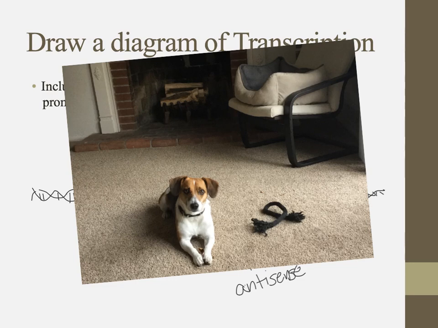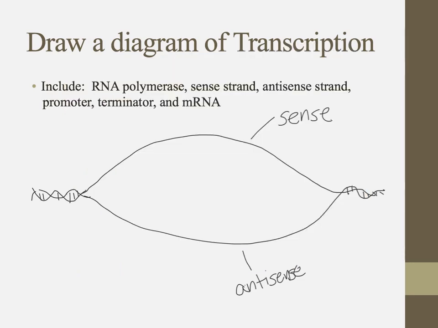Lovely. All right, let's get back to talking about these strands. So we have the sense and we have the antisense strand. RNA polymerase is going to know when to start transcribing when it reaches the promoter. And it's going to know it's finished when it gets to the terminator.